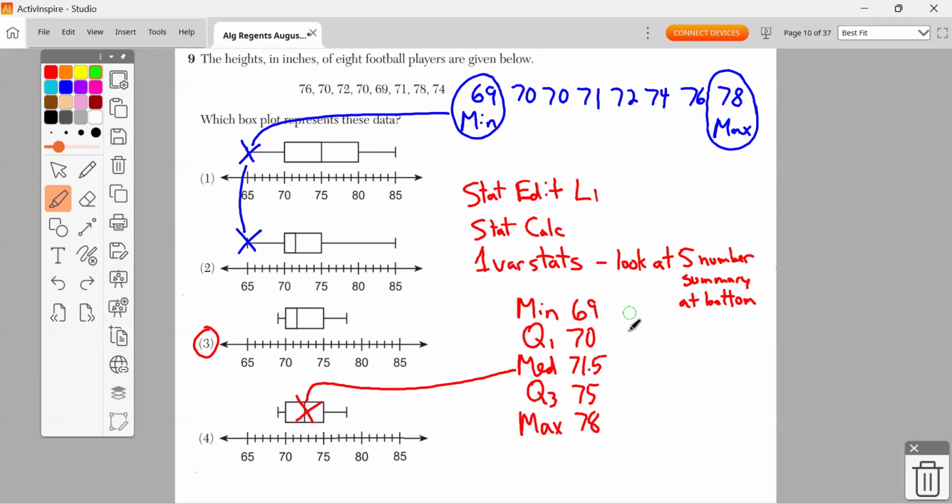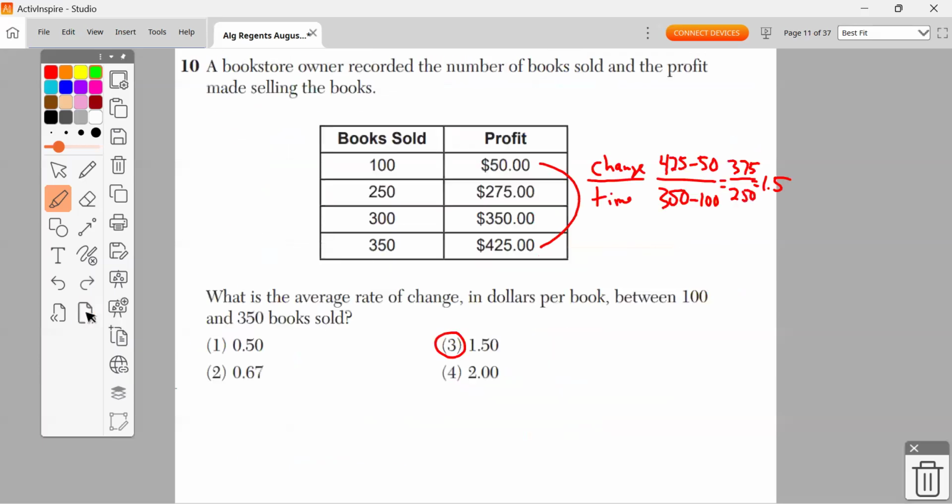When I typed in these numbers, my min, my max, 69 and 78, that gets rid of these 2 choices right away because my min is not 65. So that gets rid of that choice. I see that my min and max are the same here. My Q1 and Q3 are the same, but my median is different. The median is 71.5. This one is not at 71.5. It looks like it's at 72.5, where this one is at 71.5. So choice 3 is the correct answer.